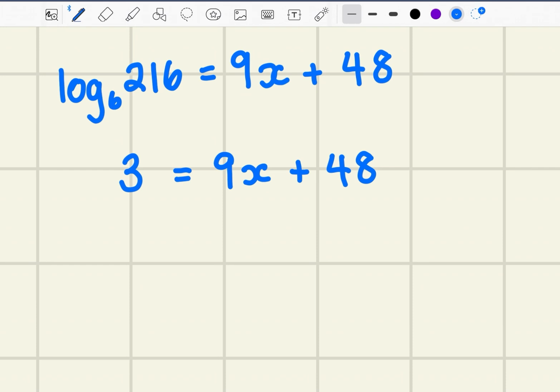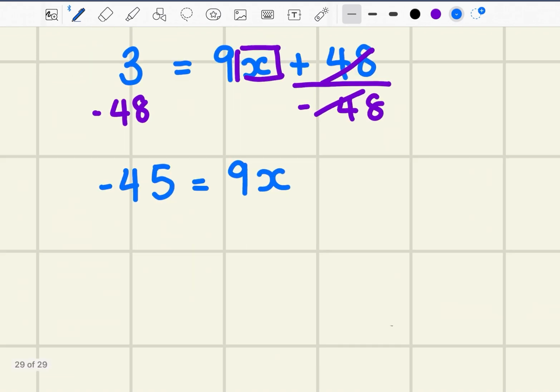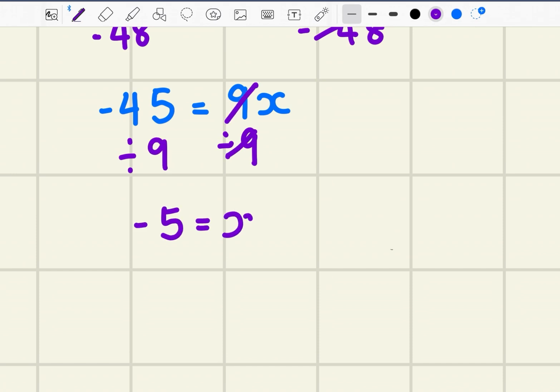Now I can just solve this like a typical linear equation. Box my variable. Now I'm going to get rid of this plus 48 first by doing minus 48 on both sides. And that gives me negative 45 equals 9x. We know that there's a times between the 9 and the x, so I'm going to divide by 9 on both sides. And that gives me negative 5 is equal to x.